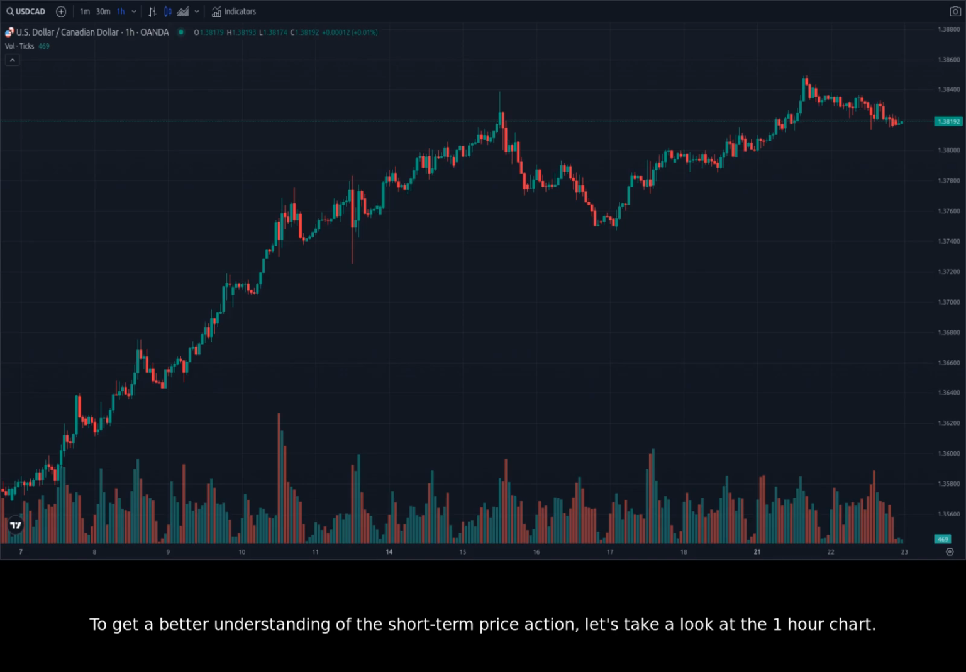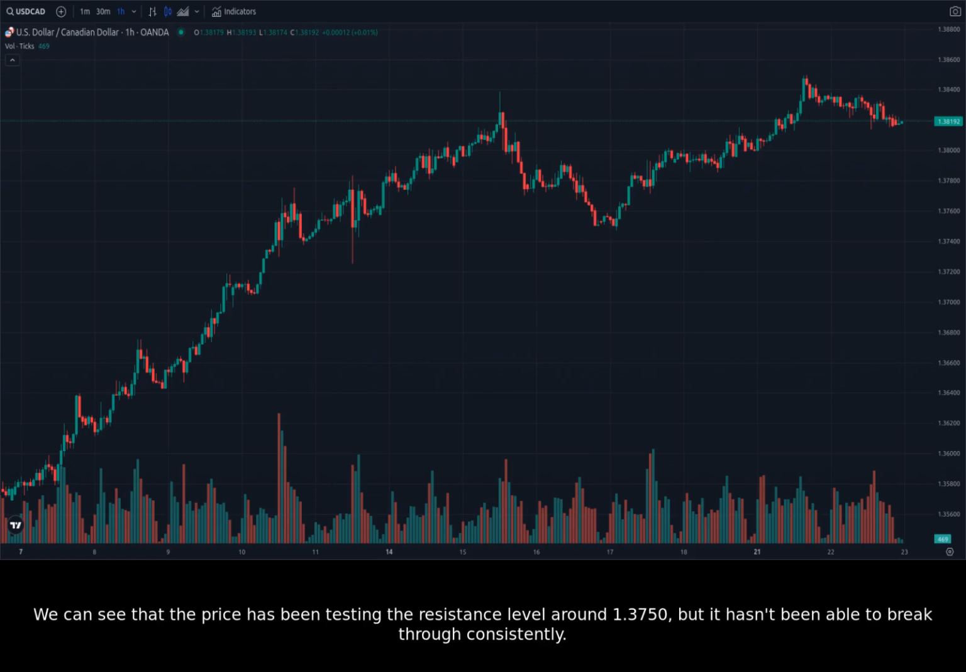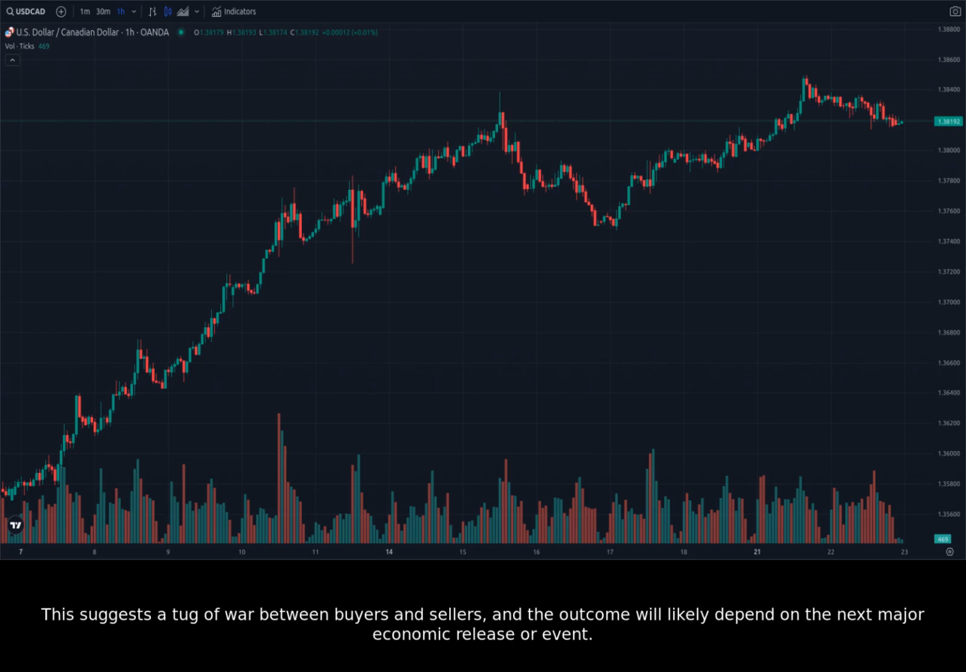To get a better understanding of the short-term price action, let's take a look at the 1-hour chart. Zooming in on the last couple of days. Now focusing on the last 24 hours. The 1-hour chart reveals a more volatile picture, with the price fluctuating significantly within a tight range. We can see that the price has been testing the resistance level around 1.3750, but it hasn't been able to break through consistently.